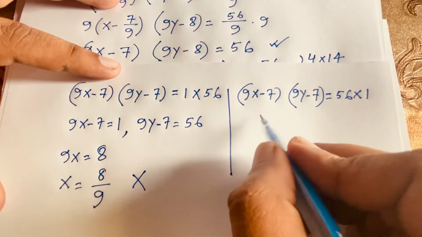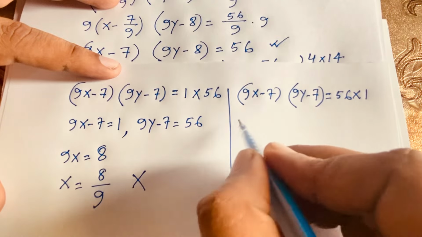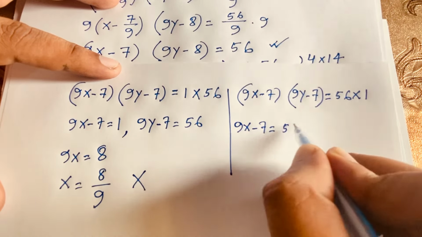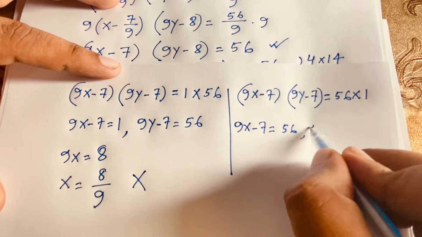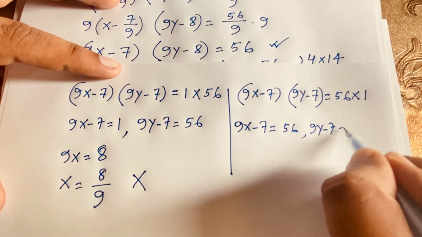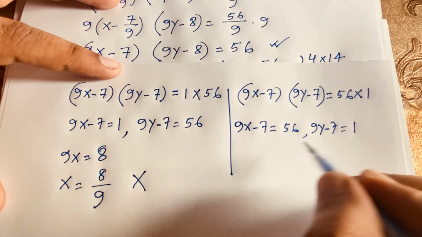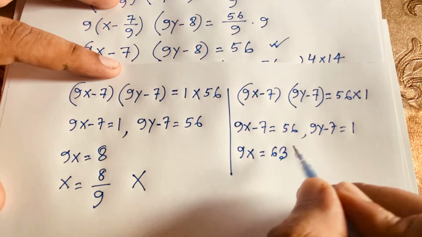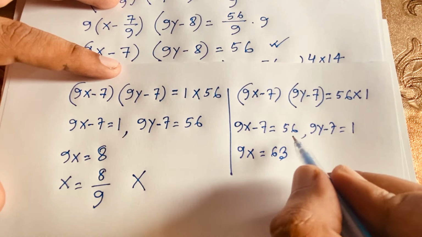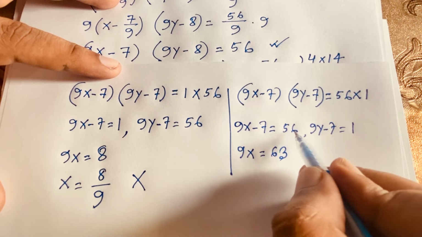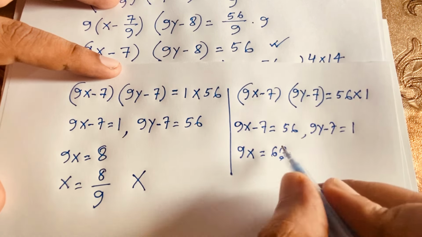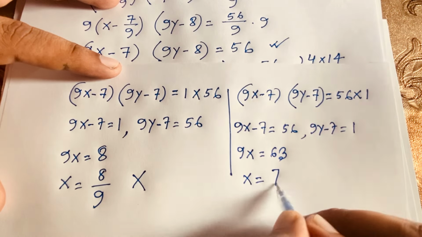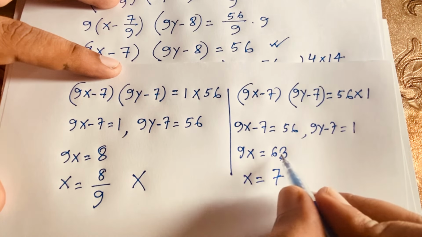And in this expression, you can see easily here is 9x minus 7 is equal to 56, and it will be 9y minus 7 is equal to 1. Then in this expression 9x is equal to 63, because I can see easily here 56 plus 7 will be 63. Then if I divide both sides by 9, I can see easily x is equal to 7. 7 times 9 will be 63.